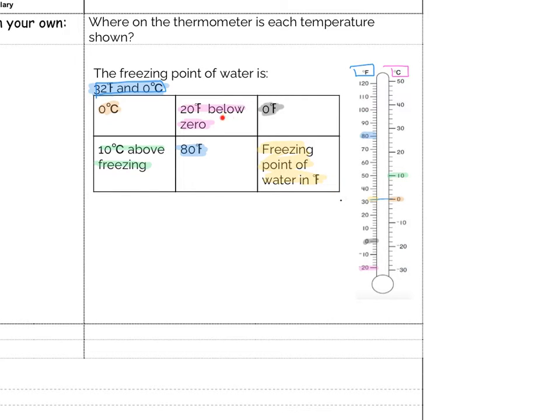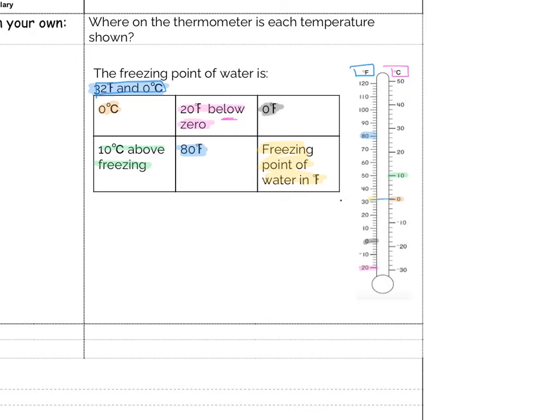20 degrees Fahrenheit below 0. Below means negative. So we're looking at the Fahrenheit column. We're looking for that negative value. Below 0 means to the left of 0, because this is a vertical thermometer, right? So then we have 0 degrees Fahrenheit. So we're going to look at our Fahrenheit column. Fahrenheit's right here.